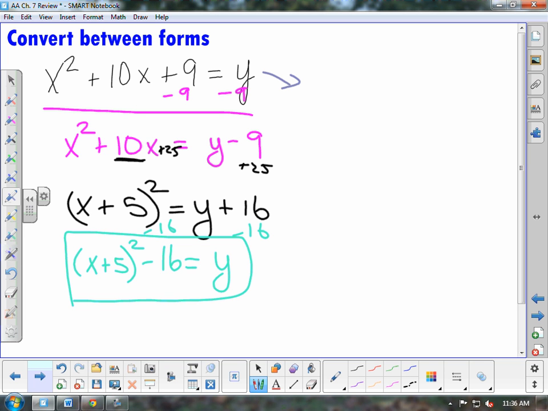If we wanted to take that one and convert it to root form, what are the factors of 9 that add up to 10? That would be positive 1 and positive 9. So your equation would be y equals x plus 1 times x plus 9.